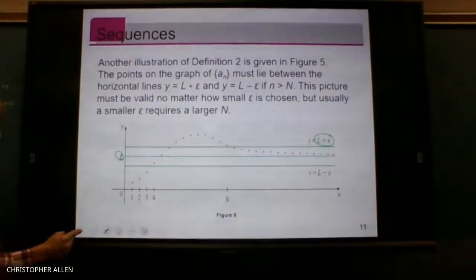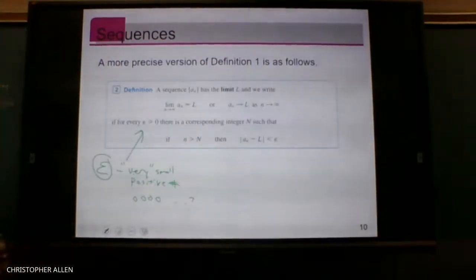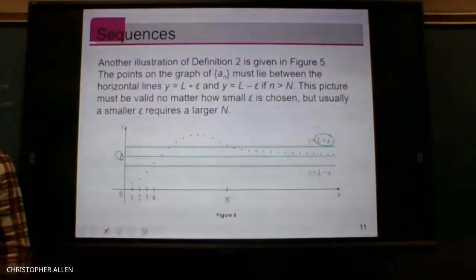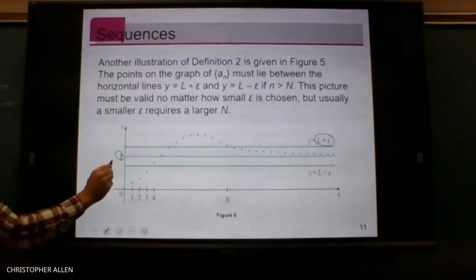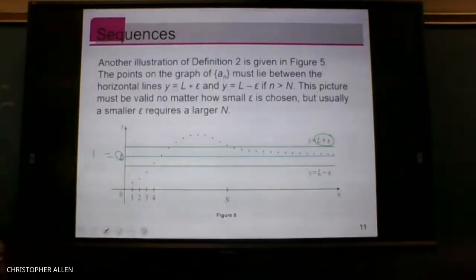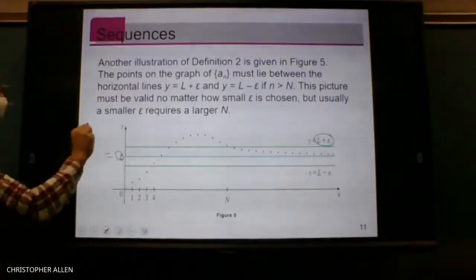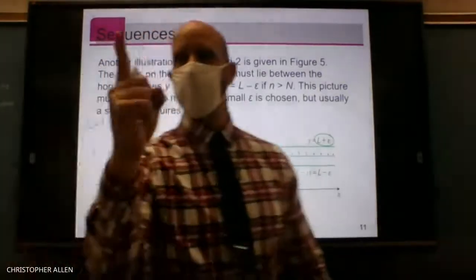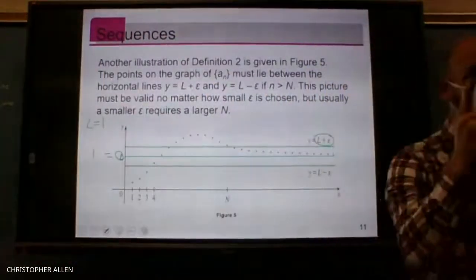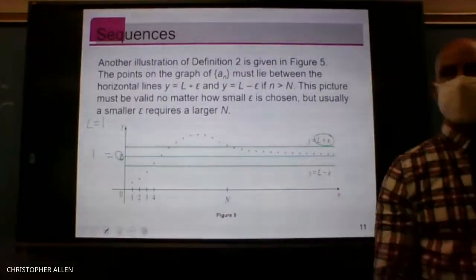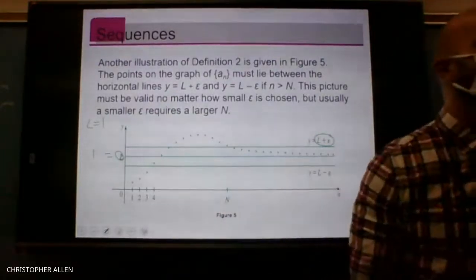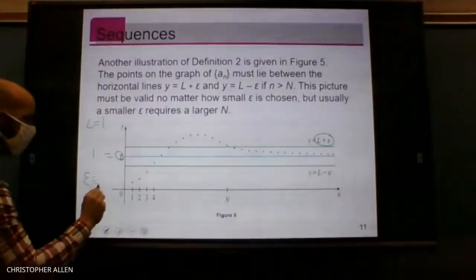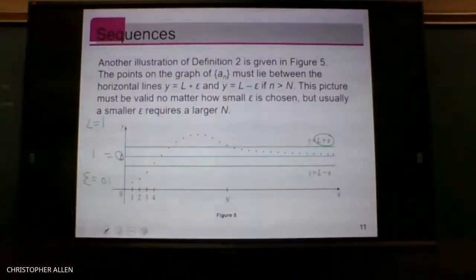Remember, epsilon is a very small positive number. So here's the game. Let's just make the limit 1 to keep it simple. Let's say that I tell you that the limit is 1. And you're like, ha, prove it to me, Mr. Allen. Prove to me that the limit is 1. And I say, okay, fine, give me an epsilon. And you say, okay, fine, my epsilon, let's not go too crazy here, let's say it's 0.01, so 1/100th.